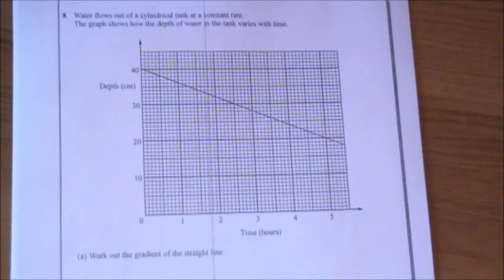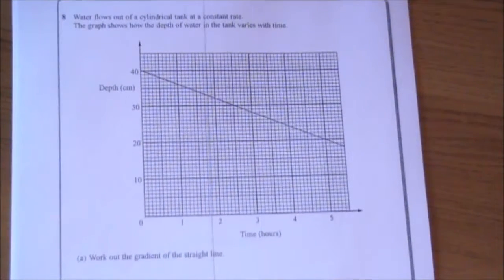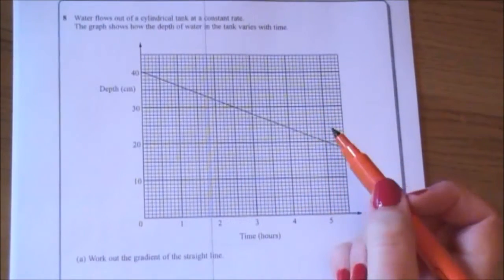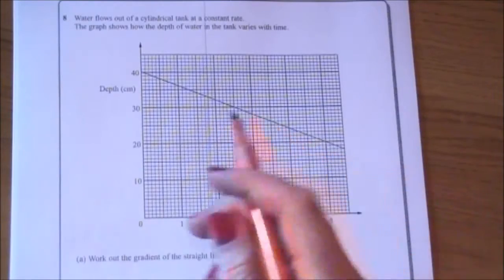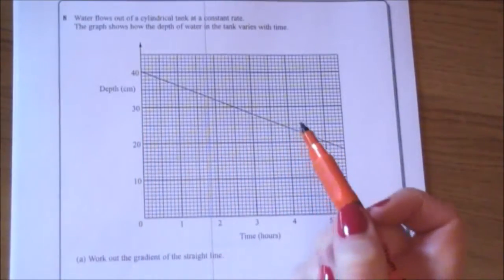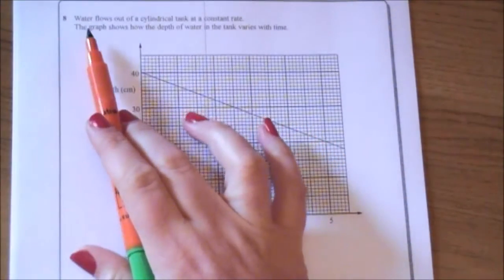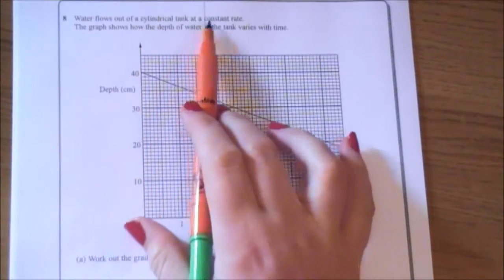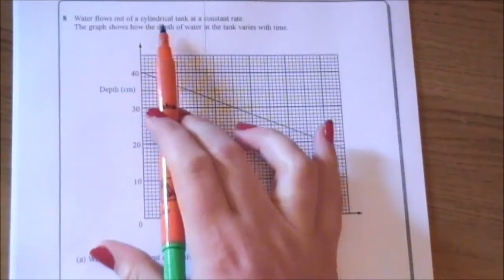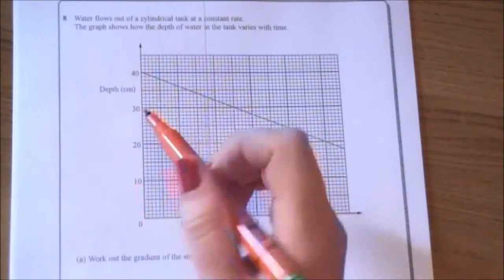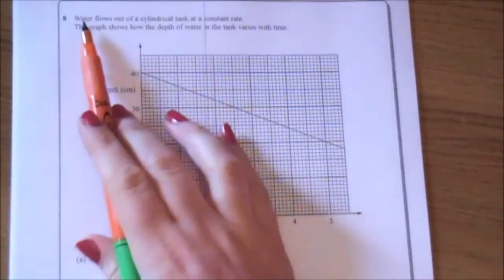Question 8 is a nice question about straight line graphs. Questions about straight line graphs come in many different forms. This is an application of a straight line graph. So, water flows out of a cylindrical tank at a constant rate. A cylindrical tank is a cylinder. A cylinder is like a can or a tin.